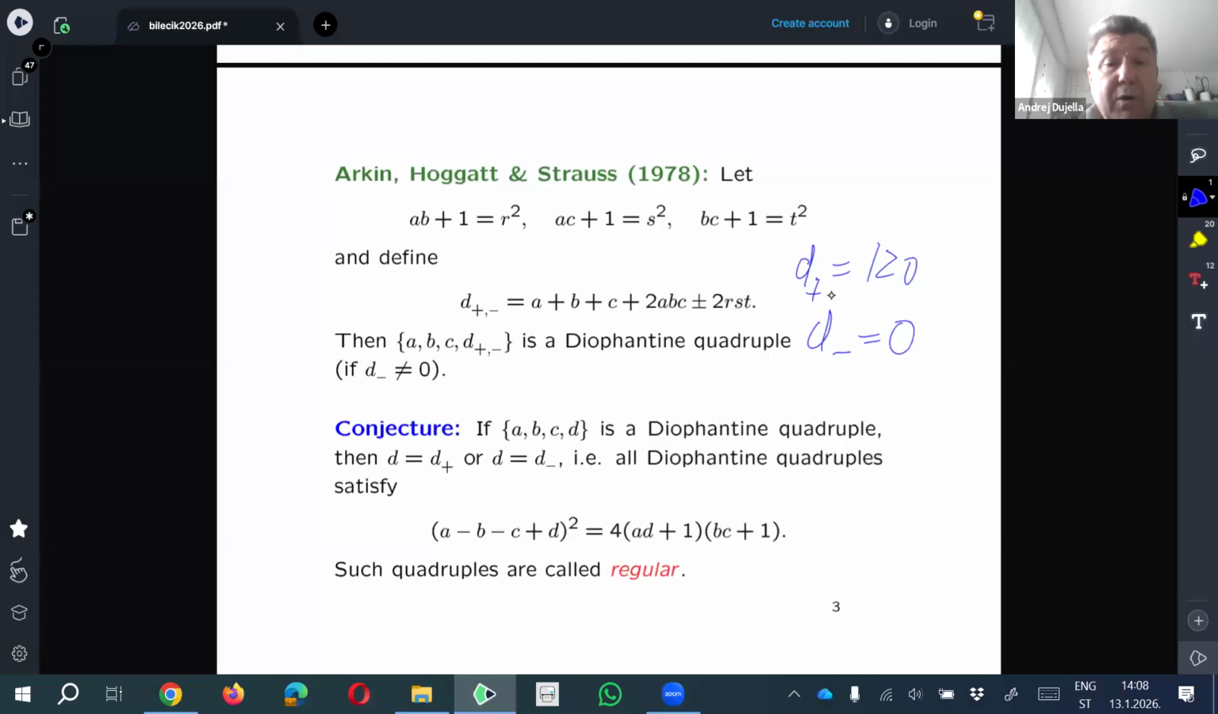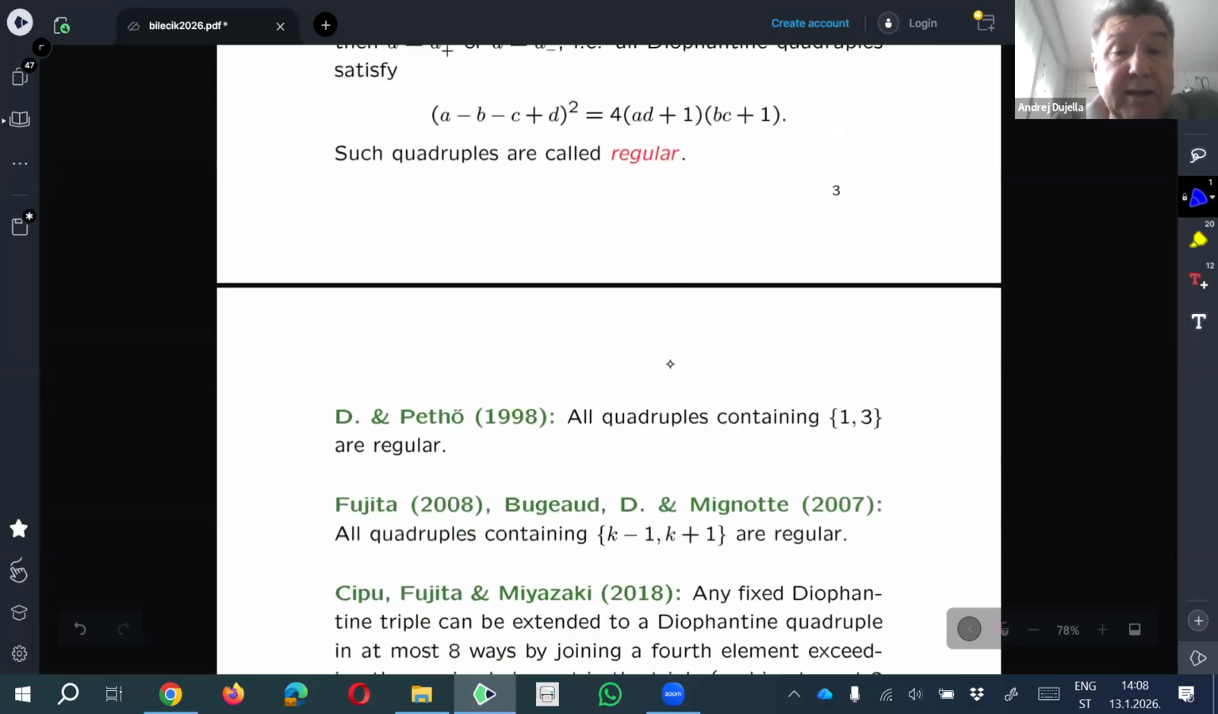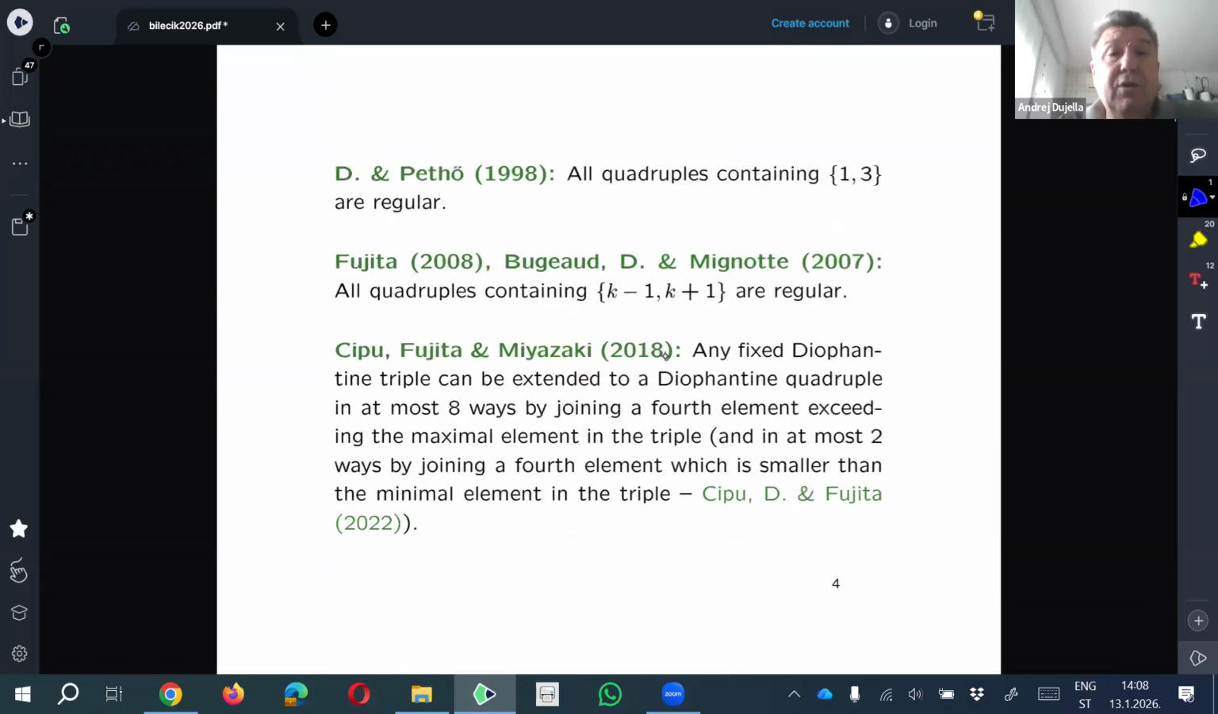So if we have a quadruple, then the fourth element is either D plus or D minus, which can be written in this more symmetric way, and such quadruples are called regular. So the conjecture is that all quadruples are regular. As I said, it is still open, but something is known.